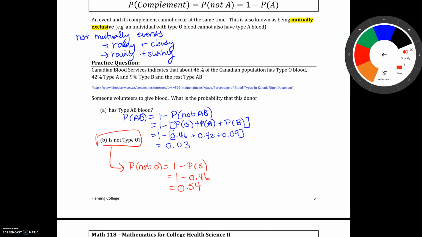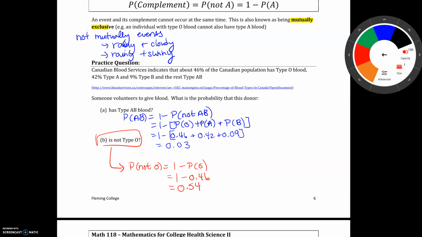Okay, so the first question was the probability that somebody has type AB blood, and we could realize that to calculate that, we could figure out 1 minus the probability that somebody does not have AB blood, which is the sum of the probability that they have type O, type A, or type B blood. That comes out to 0.03. The second question was the probability that they're not type O. We could look at 1 minus the probability that they have type O blood. 1 minus 0.46 comes out to 0.54.